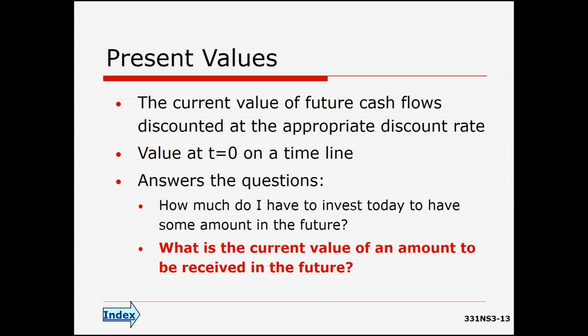Now let's turn to present value. If finding a future value is compounding, then finding a present value is called discounting. Present value discounts future values back to now, time 0. Finding a present value answers the question, how much do I have to invest today to have some specific amount in the future? What is the current value of an amount to be received in the future?